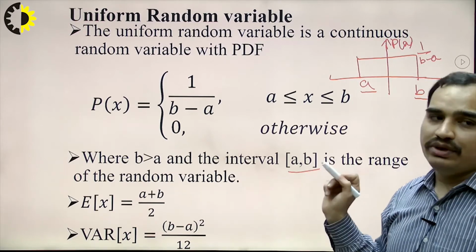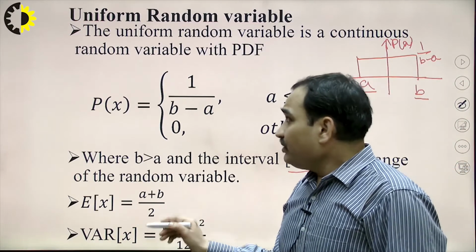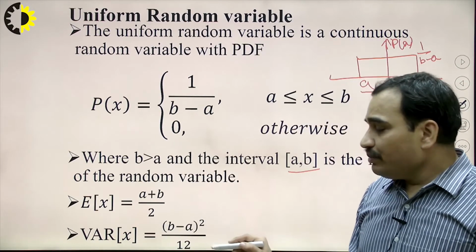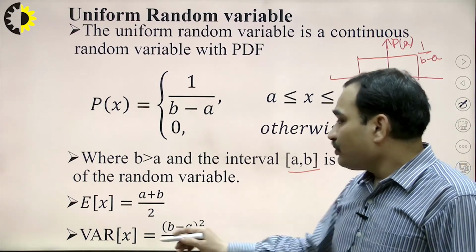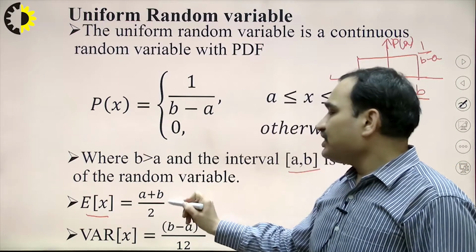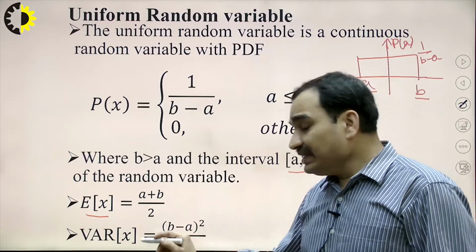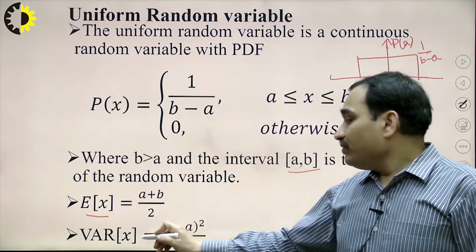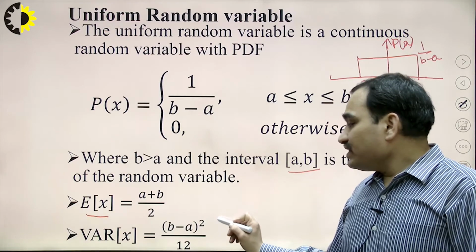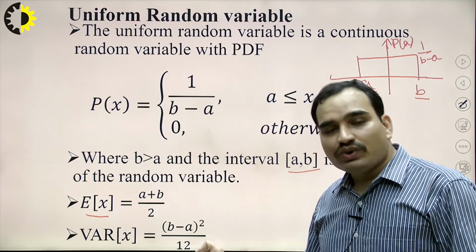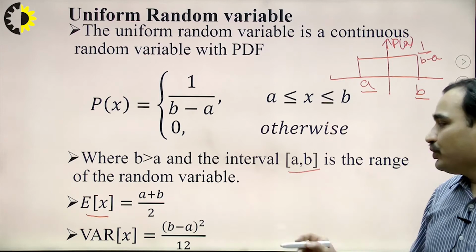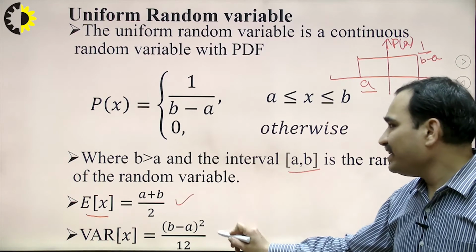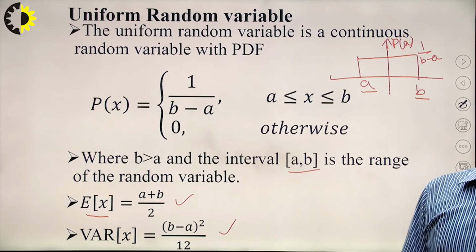the random variable. The mean of this uniform random variable is given by a plus b by 2, and the variance of the uniform random variable is given by b minus a whole square by 12. Now, we will prove these two, the mean and the variance for the uniform random variable.